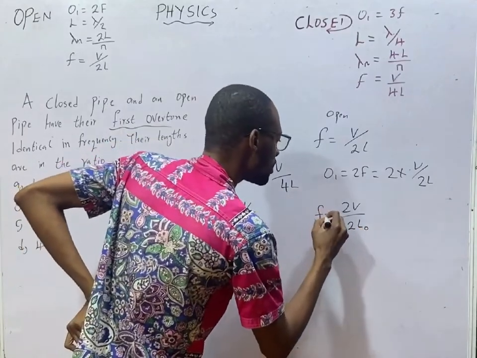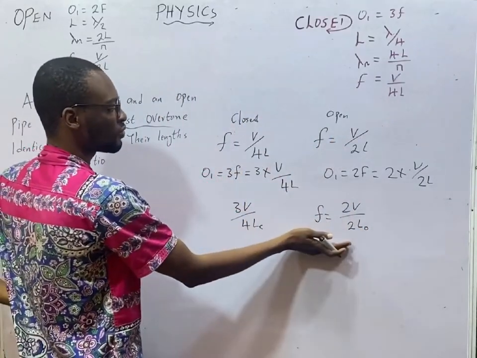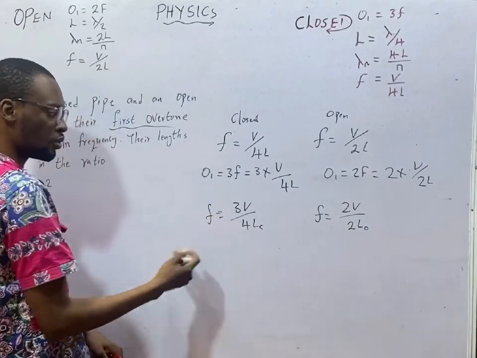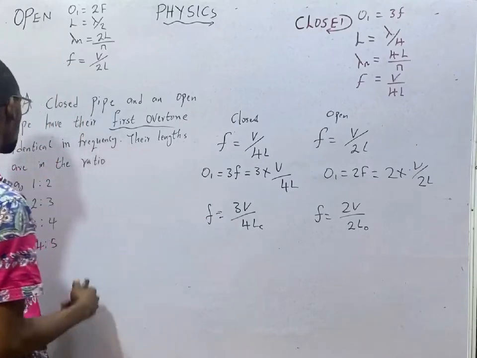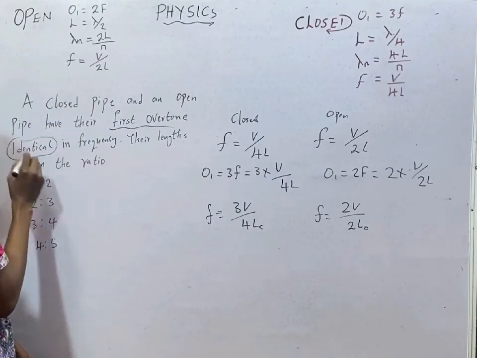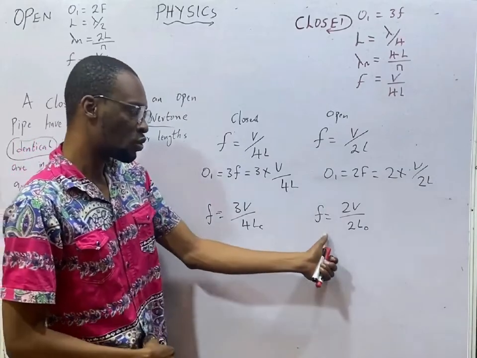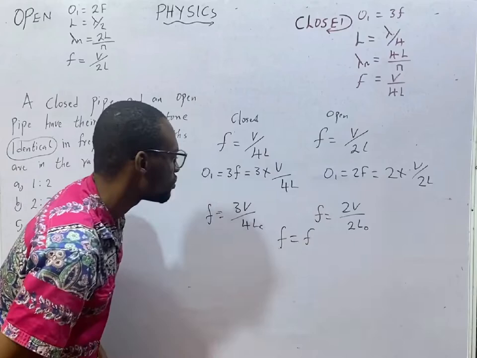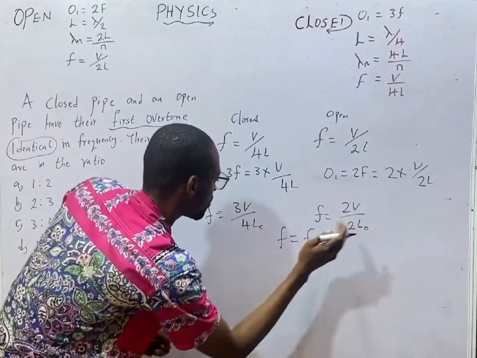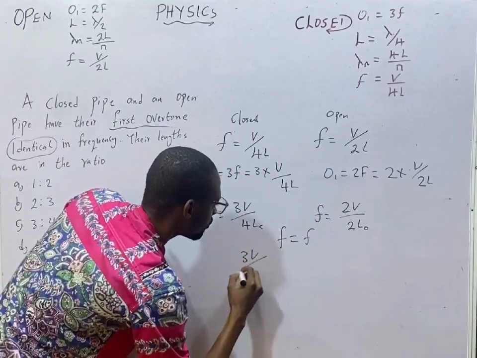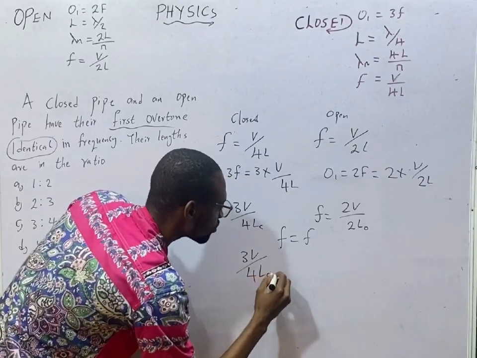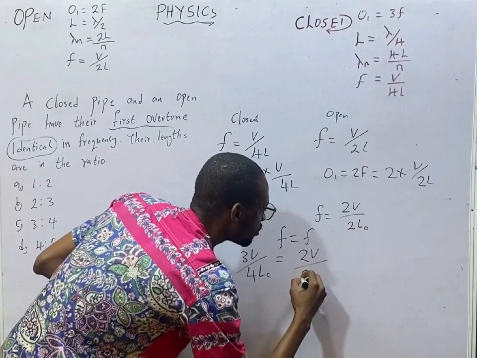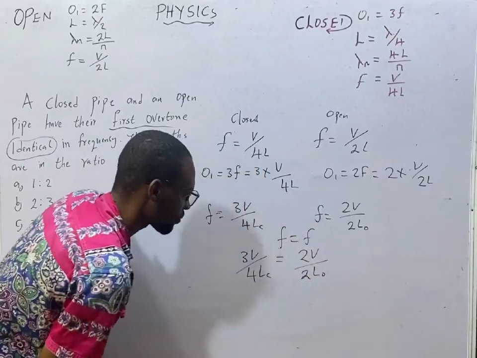So this is the frequency of the first overtone for an open pipe. This is the frequency of the first overtone for a closed pipe. The question says they are identical, which means the frequency here equals the frequency here. If F equals F, it means this also equals this. 3V over 4 times length of closed pipe equals 2V over 2 times length of open pipe.